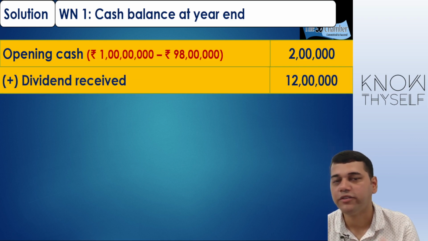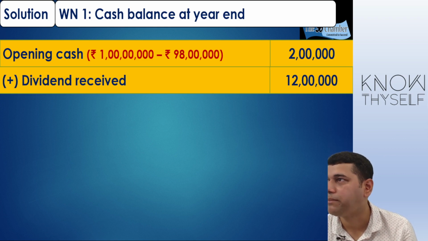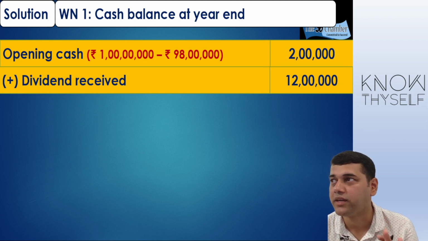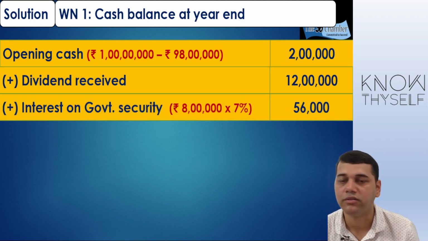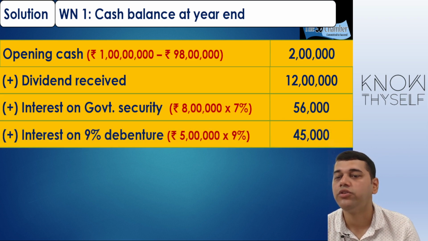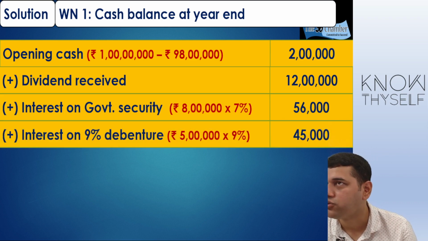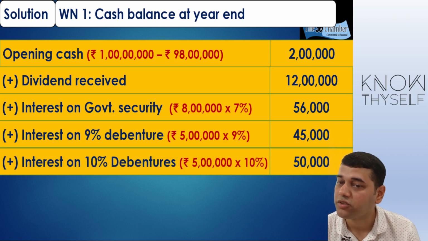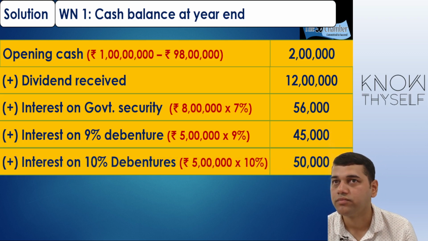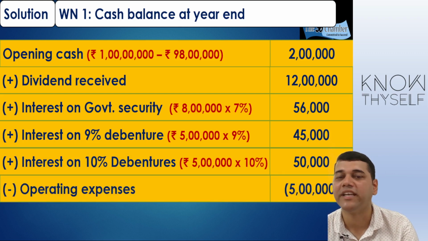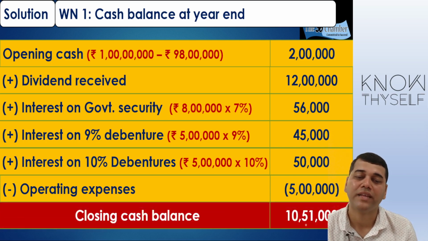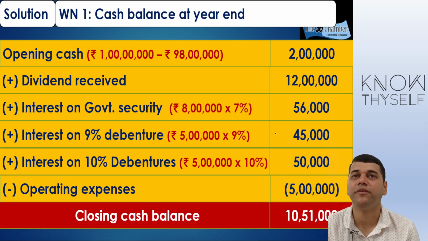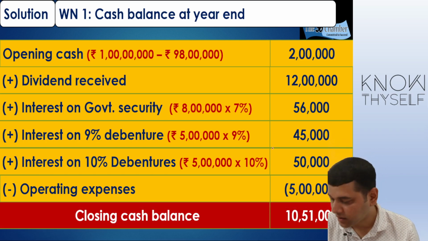Next, you receive dividend. You pass an entry, bank account debit to dividend. Next, you received interest on government security as and when due. So 8 lakh rupees into 7%. You received interest on 9% debentures as and when it is due. You received interest on 10% quoted debentures as and when it is due. Now there are operating expenses you paid, 5 lakhs. So the total closing cash balance is 10 crore, 10 lakhs, 51,000. Now tell me where it went. What is 8 lakhs?